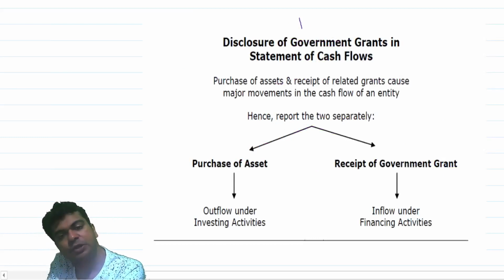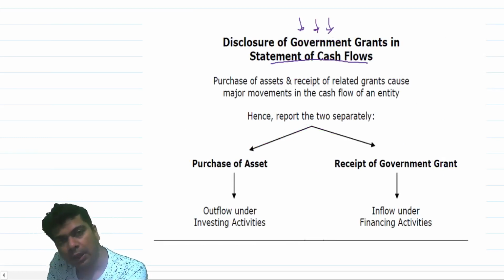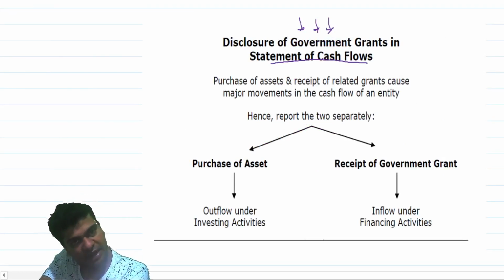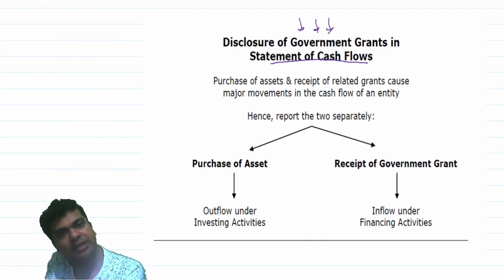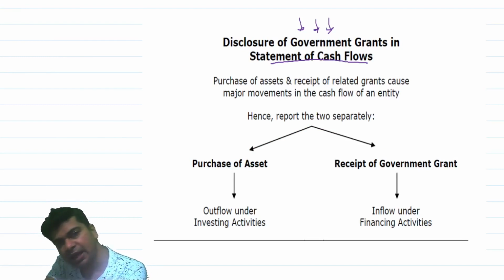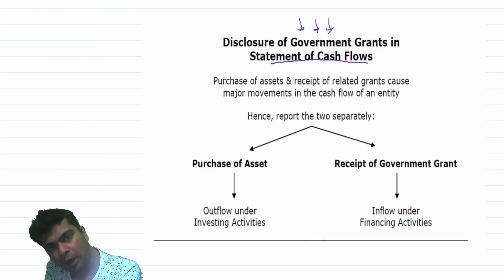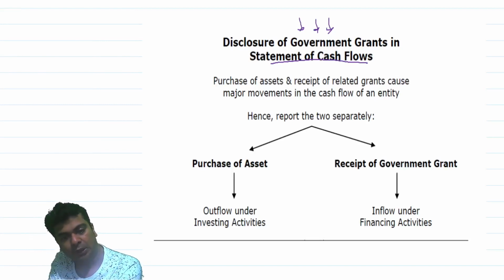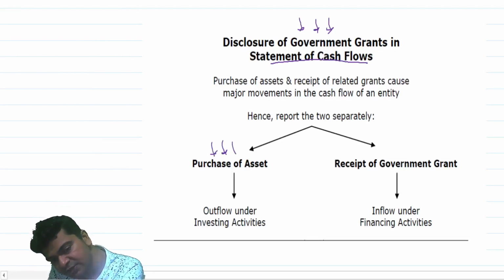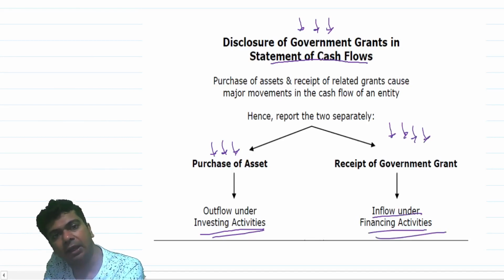Similarly, what shall be the disclosure of the government grant in the statement of cash flows? Government grant that you are receiving, and out of that the acquisition of the assets, these are basically cash flows. One is a cash outflow, another is a cash inflow, and accordingly it should be reported in our statement of cash flows. Whatever asset that you are purchasing because of the government grant, this will be an outflow under investing activities. And whatever is the receipt of the government grant, that will be an inflow under the financing activities.